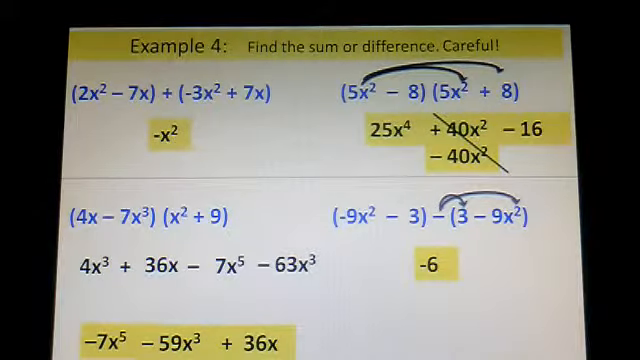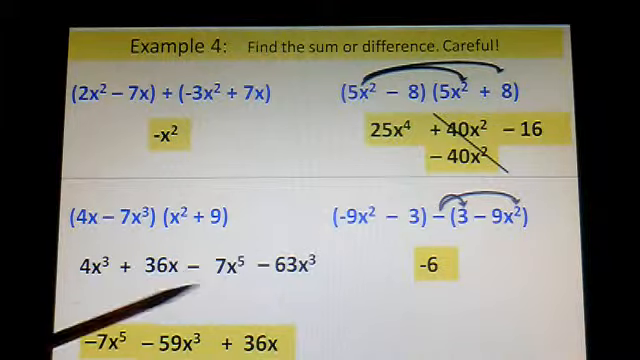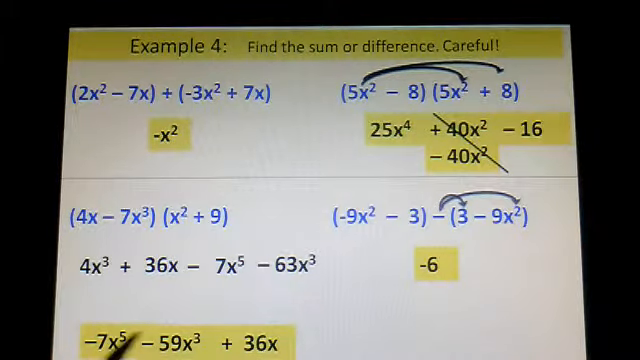This one's a FOIL question, and kind of a tricky FOIL question because of all the exponents. I'm not calling this an easy problem by any means. If you get it right, great. If you have every one of these exponents correct, you're really on top of it. I think they're all right. X cubes combined here to get negative 59, and this negative 7x to the 5th stays in the front.